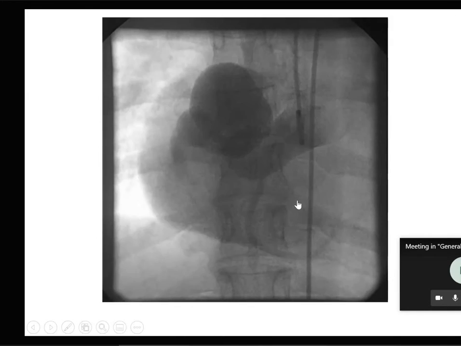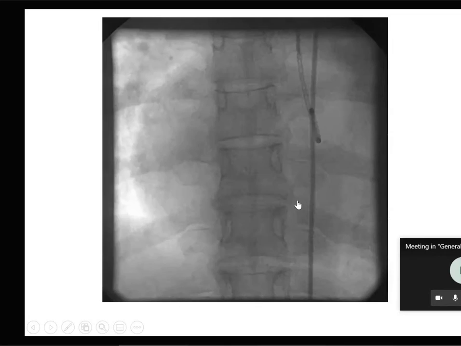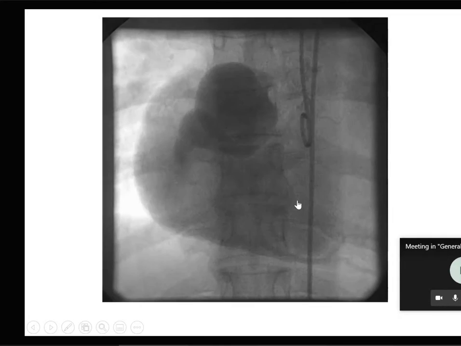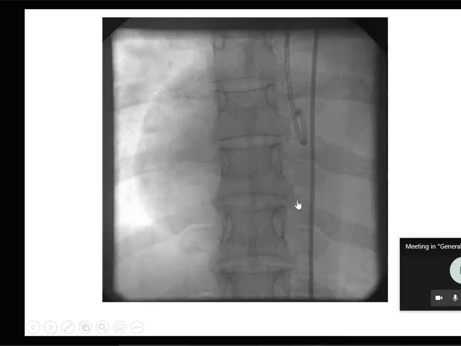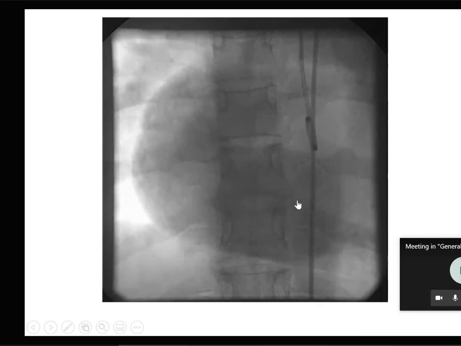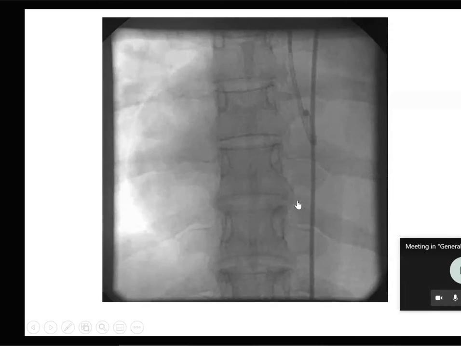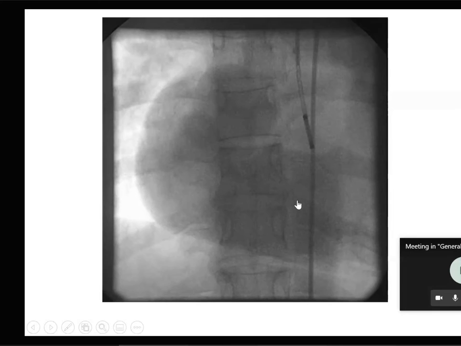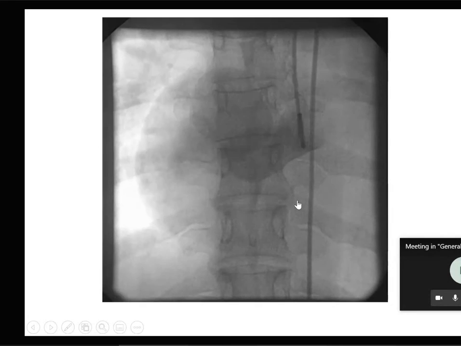Yes, sir. So what is this? LV apical aneurysm. Yeah, LV apical aneurysm, that you can say. Takotsubo is a good differential diagnosis. You can always say that. Okay, what is this?